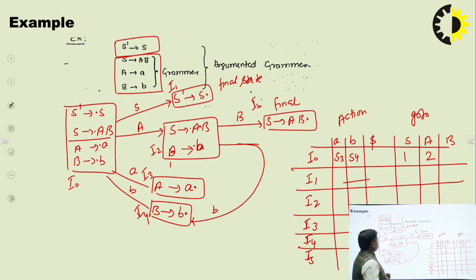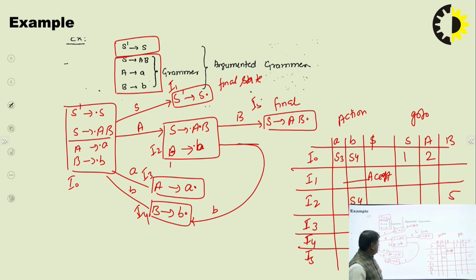Now in I1, on dollar, that string is accepted. From I2, on B, we move to state 5, and from I2, on small b, we move to the state S4. It means b S4. Now this state is also complete.